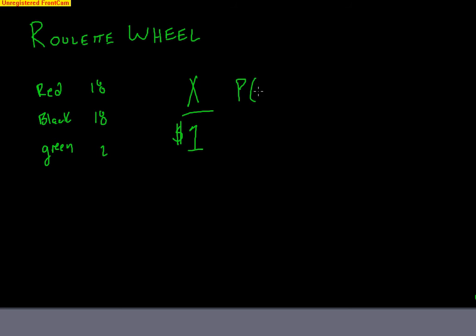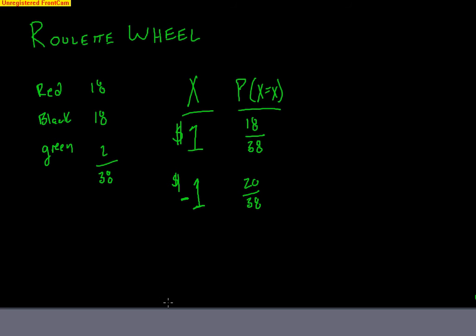And the probability that I win, here I'm creating my probability model, the probability I win that $1 is 18 out of 38. Again, 18, 18, and 2 is 38 total spaces on a roulette wheel. Now the other option is, of course, I lose. I lose my $1, negative $1. I don't win, and that would be the 20 out of 38 chance that I lose.